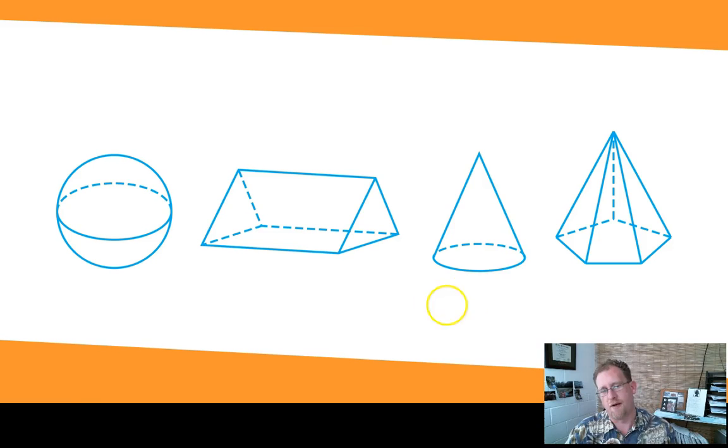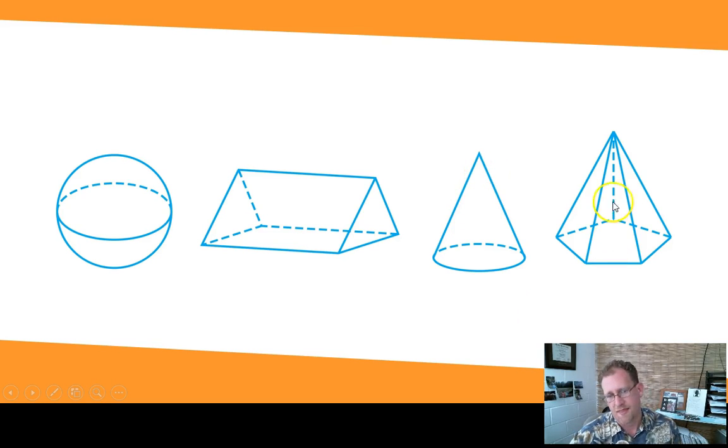Okay, this is a cone, can also be a pyramid. Okay, this is a cone, and we don't have any lateral edges on a round pyramid or on a cone because there's no hard edges of the faces. But we do have base edges where the circle meets the surface of the cone.